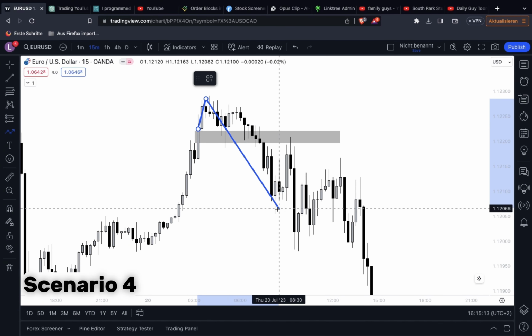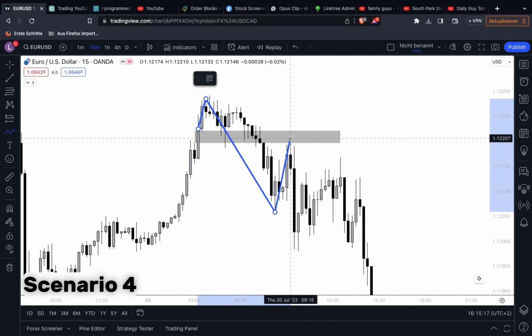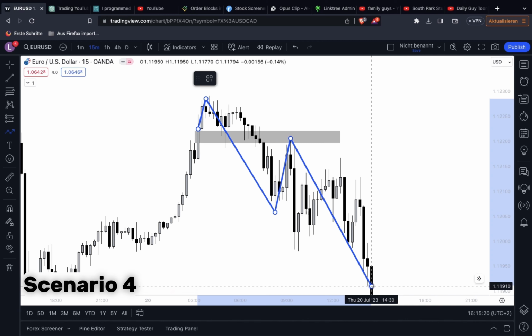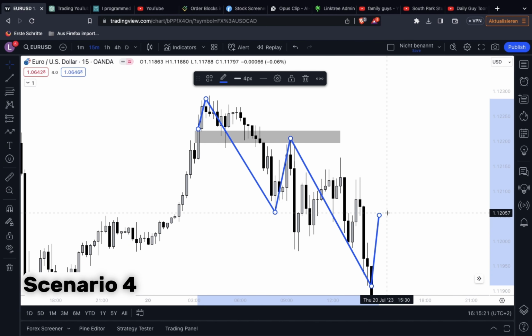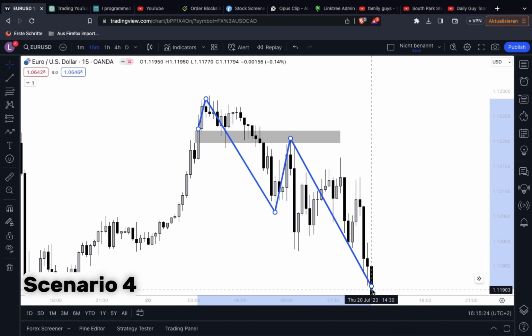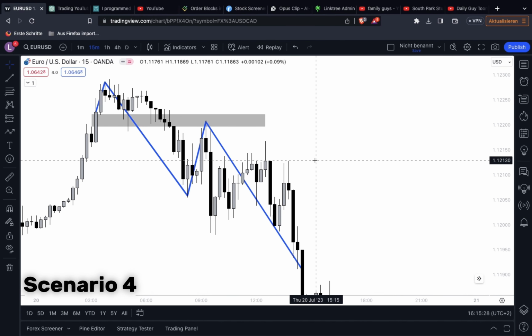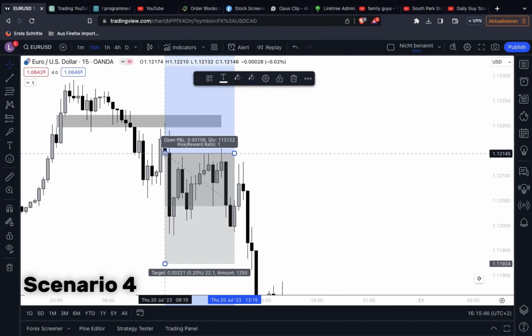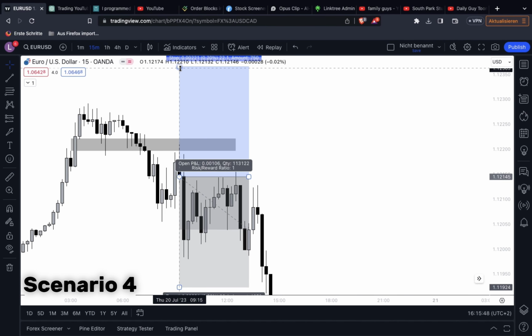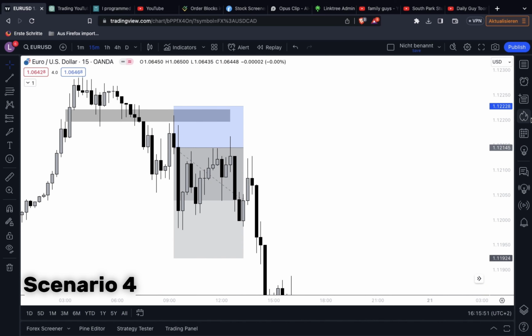Scenario 4, price breaks through the fair value gap, goes a bit below it and retraces back to it. Then you simply do the steps in scenario 2. If the fair value gap is relatively big, you can wait for it to retrace to one of the Fibonacci levels, etc. But in this case we're just going to look at the whole fair value gap. In this case we would go short.